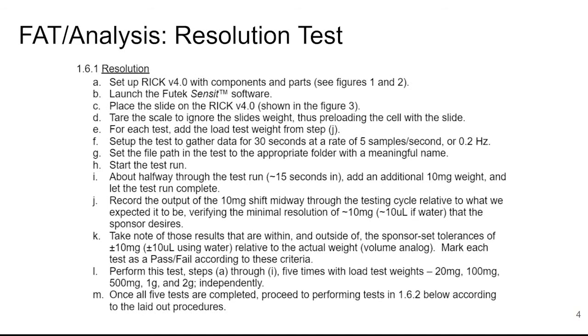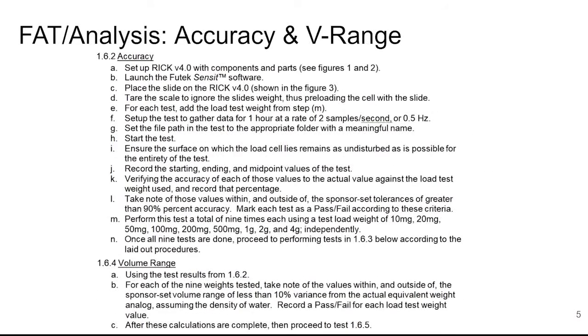Once all those tests were done, then we would move on to accuracy and volume range. This is essentially the same test but looked at from two different lenses. This test was also done with hour-long tests, but at 2 samples per second, and with the same general setup procedures, with weights on a sort of logarithmic scale, so 10, 20, 50, 100, 200, 500 milligrams, and 1, 2, and 4 grams. The reason why we're not doing 5 is so we don't overload the weight scale given the 5-gram slide that we're preloading it with, and it has a 10-gram max capacity.